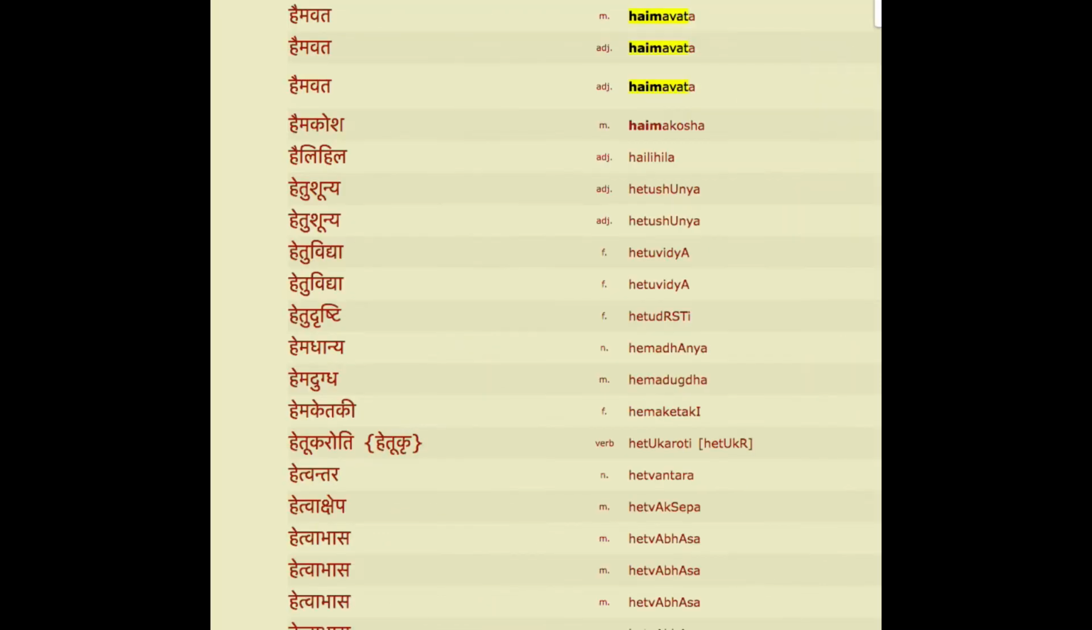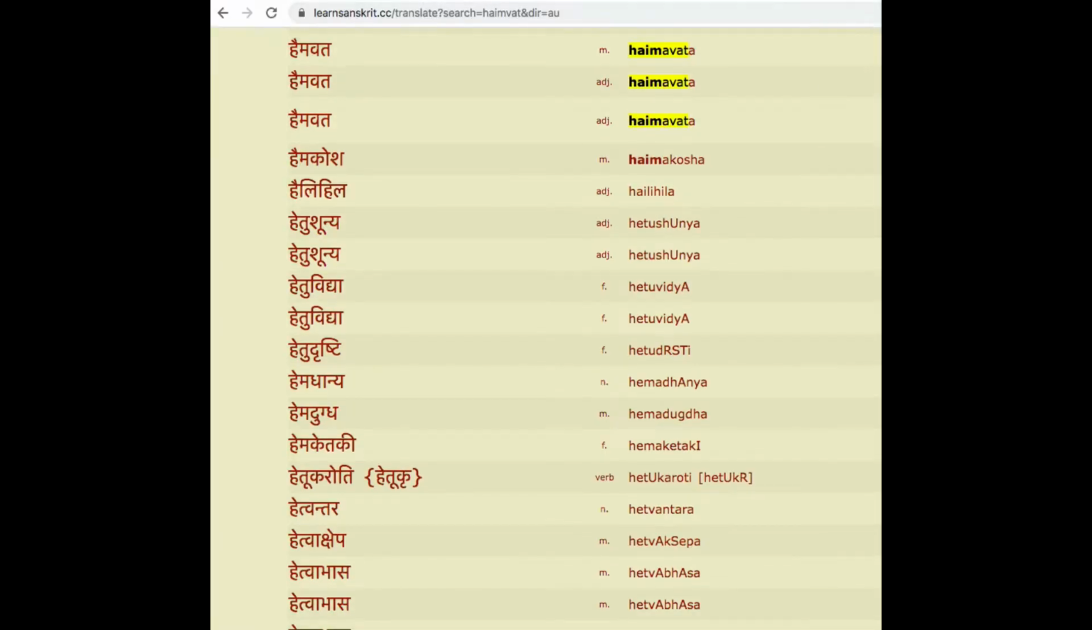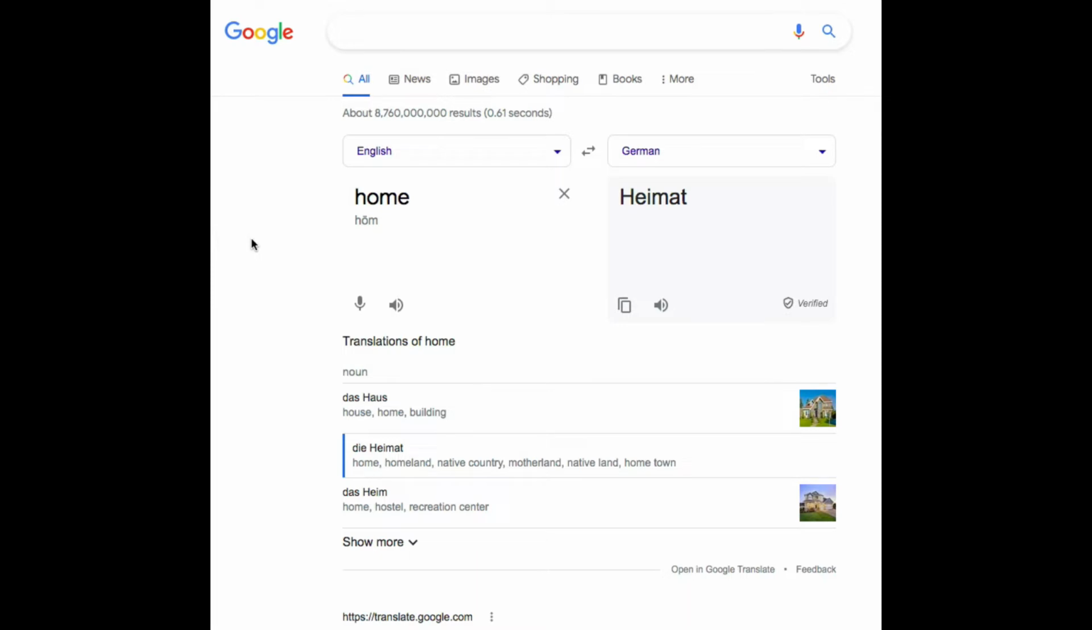So why, in German, are you calling your Heimat or your Heimavat your home? Could it be that the Himalaya mountains were the ancestral home of some of the European tribes or the Germanic people? Maybe, maybe not. But there's certainly the Alps, and there's a lot of snow and ice in Germany at times. So it could be that they're calling the snowy Alps Heimat, their home, because they come from a land where it's very cold and snowed over. So that's a very easy one.